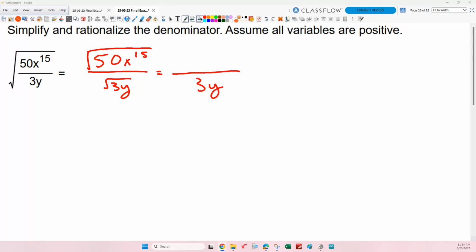What about the top? Multiply it in. So if we do 50 times 3, we get 150. We're not doing anything with the x's, and then we'll just have a y in there. Okay? What's my next step? Okay, simplify it. How could we simplify 150?